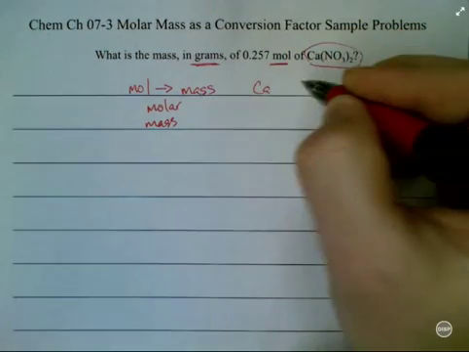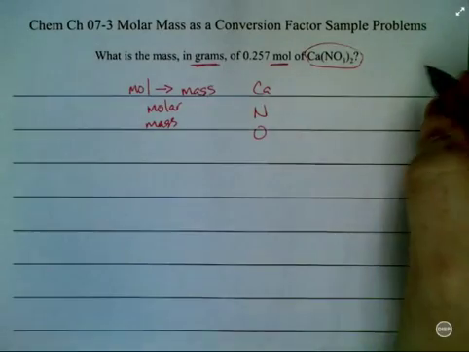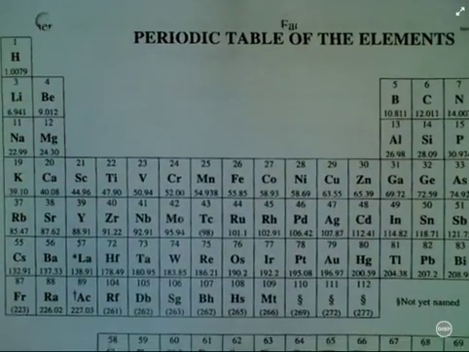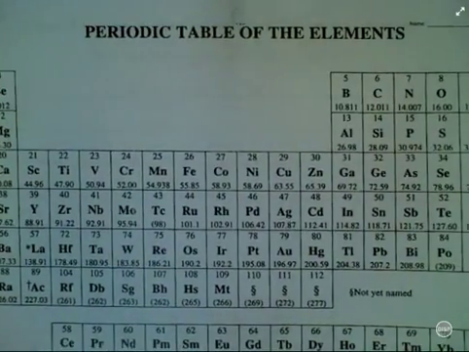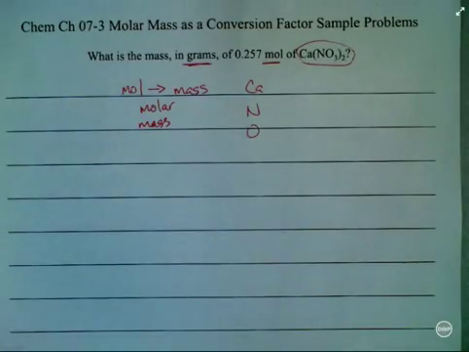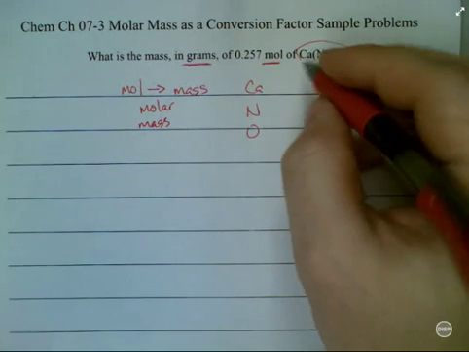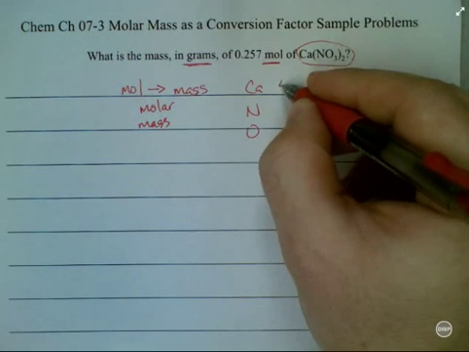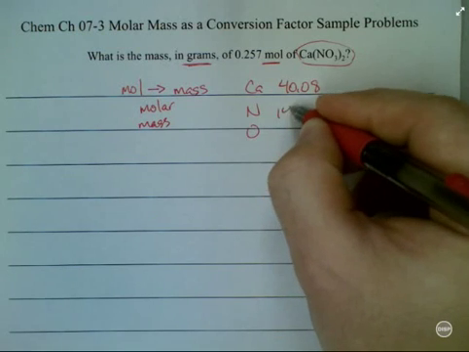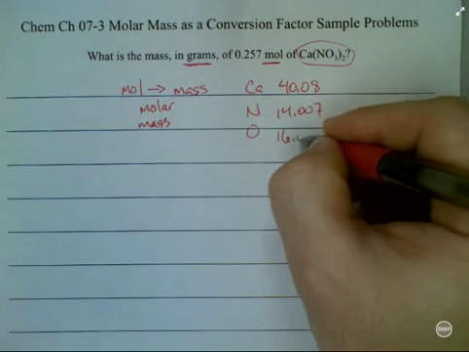First step, identify all of the elements present in the substance. Then go to the periodic table and identify the average atomic masses of all of these species that are present. So the periodic table tells me calcium has an average atomic mass, or average mass, of 40.08 grams per mole. Nitrogen comes in at 14.007 grams per mole, and oxygen comes in at 16.00 grams per mole.